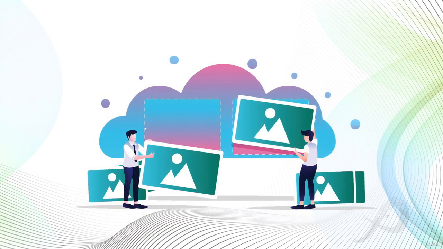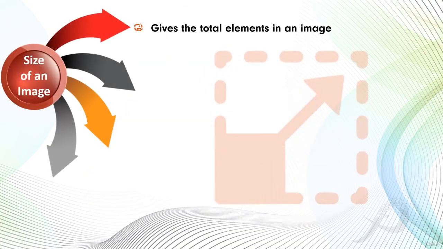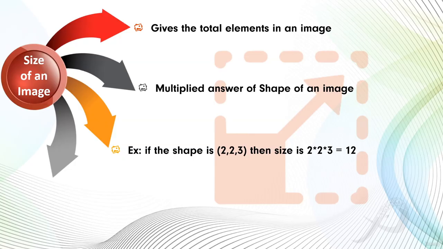The next operation is the size of an image. In this operation, we will be finding out the total number of elements in an image. So what we get is the product of the values returned by the shape operation. So let's say we have an image with the values 2, 2, 3 returned from the shape operation. Then the size will be 2 into 2 into 3, which is 12.